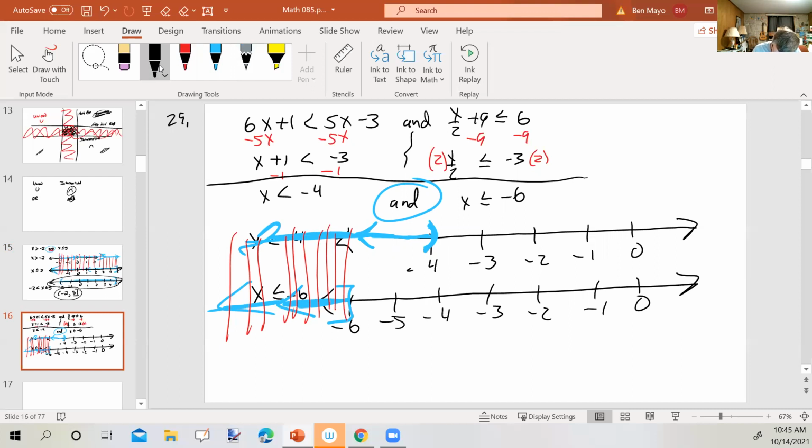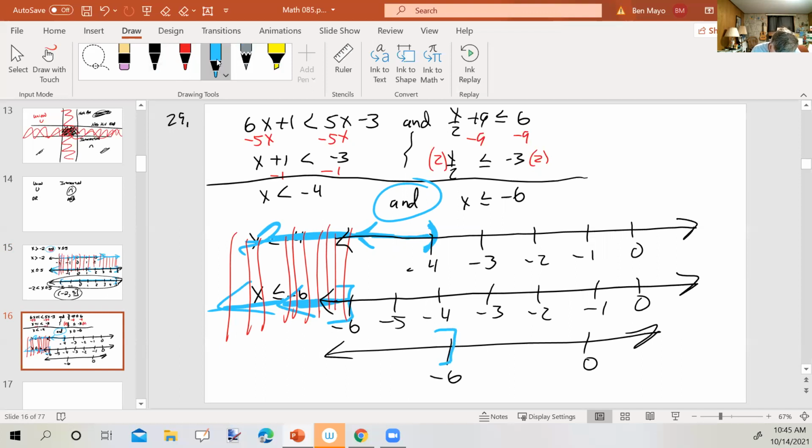We'd have, well, let's see here. 0, say what, -6, and it's going to be a bracket, and then going that way. That would be the intersection, and in interval notation, -infinity up to and including, so bracket on -6. Any questions there?